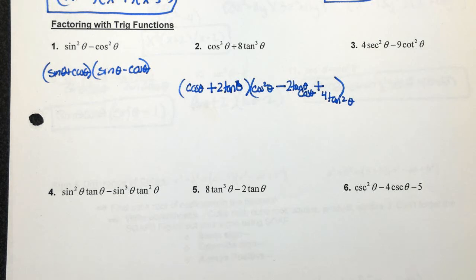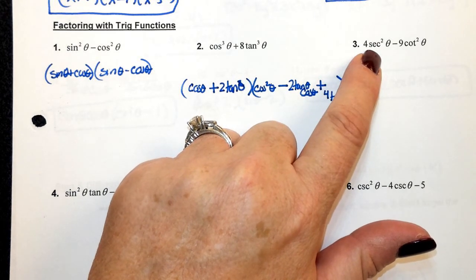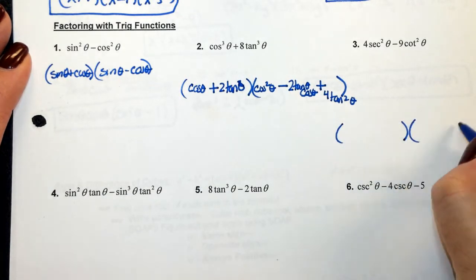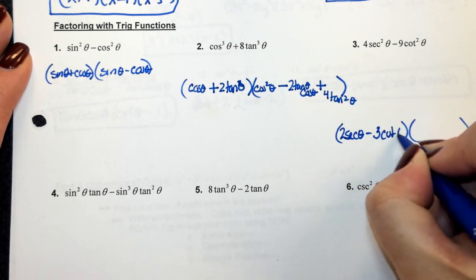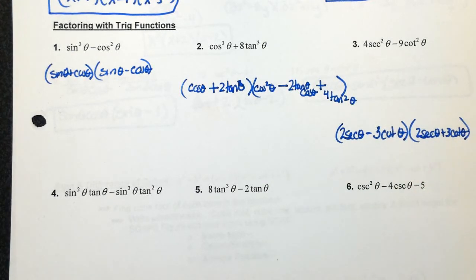Look at number 3. You have 2 terms. So when you have 2 terms, you're either thinking squares or cubes. Is 4 secant squared a perfect square? Is 9 cotangent squared a perfect square? So just like number 1, you can factor it as a difference of 2 perfect squares. So 2 secant theta minus 3 cotangent theta, 2 secant theta plus 3 cotangent theta. So don't let those trig functions scare you off. It's still the same factoring techniques that you had for algebra. It's just the bases that are being squared are different.